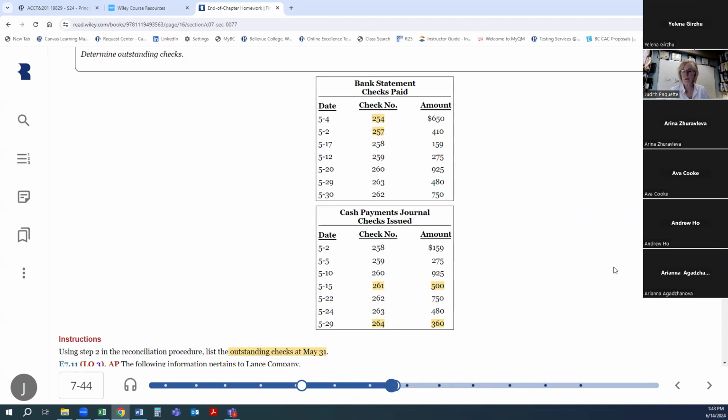So how many checks are outstanding? Direct message me. How many checks are outstanding as of the end of the month? As of the end of May. Okay. So send me a quick direct message. Dylan, you are correct. Anybody else?